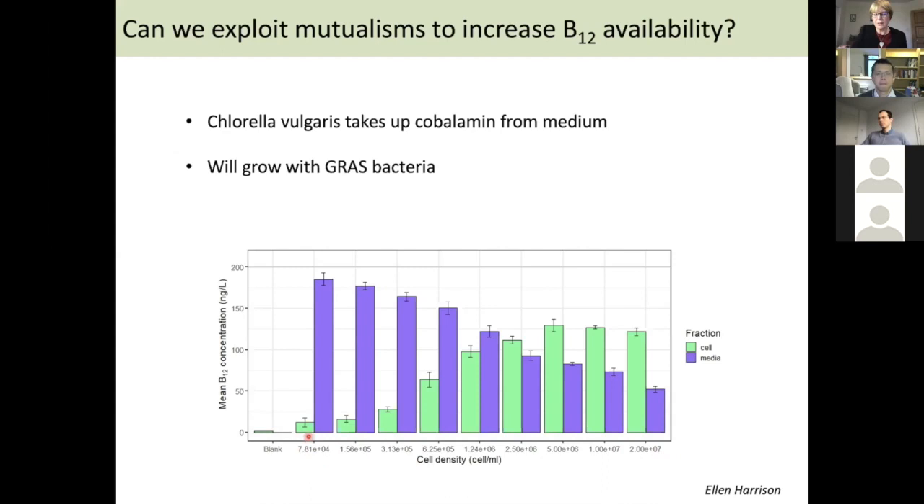And you can see when there are very low levels of algal cells, then there is a little bit taken up by the cells, but as you increase the number of cells, you can see that there's a gradual increase up to a sort of saturation of B12 being taken up from the medium. So that is when we've added a chemical form of the vitamin, but what if we grow it with bacteria? Well, we've now been able to grow it with bacteria and show that the cells take up B12 from the medium in the normal way.